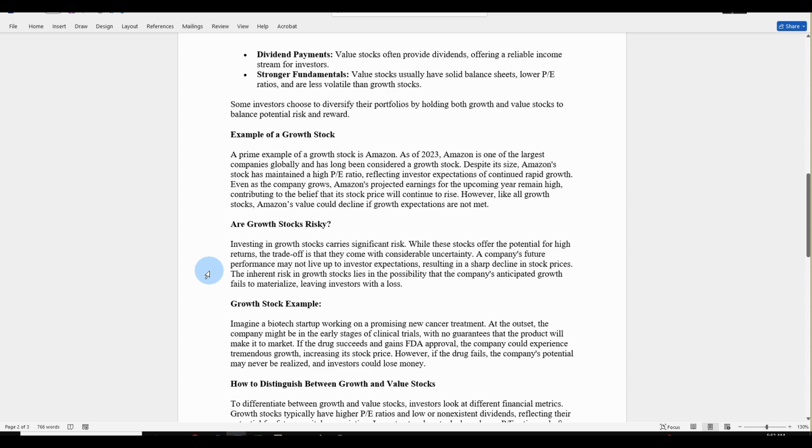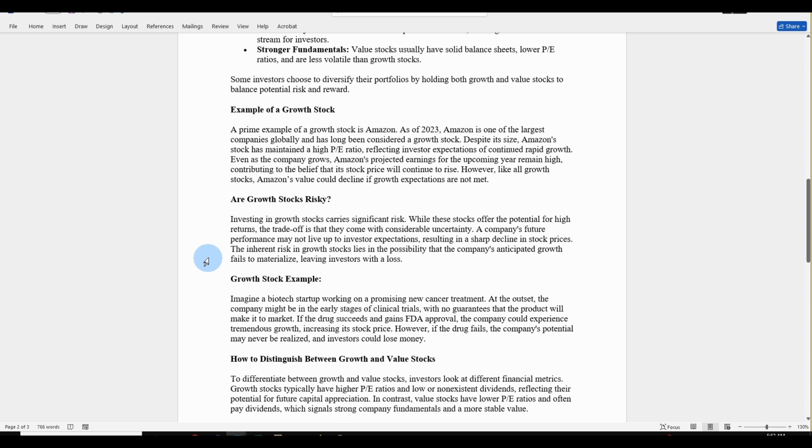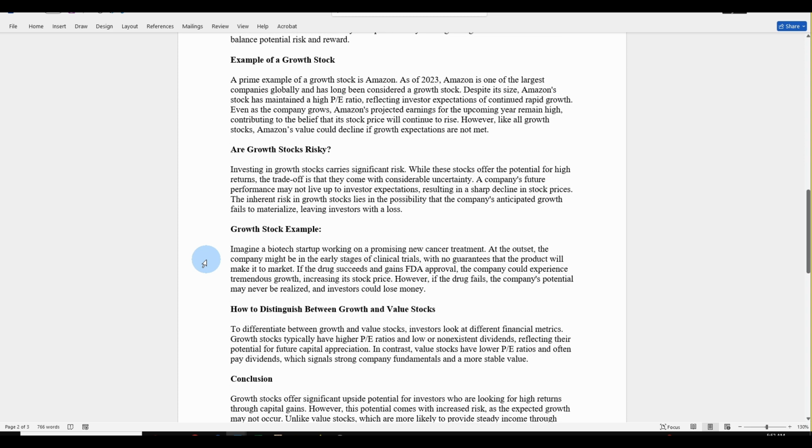Are growth stocks risky? Investing in growth stocks carries significant risks. While these stocks offer the potential for high returns, the trade-off is that they come with considerable uncertainty. A company's future performance may not live up to investor expectations, resulting in a sharp decline in stock prices. The inherent risk in growth stocks lies in the possibility that the company's anticipated growth fails to materialize, leaving investors with a loss.